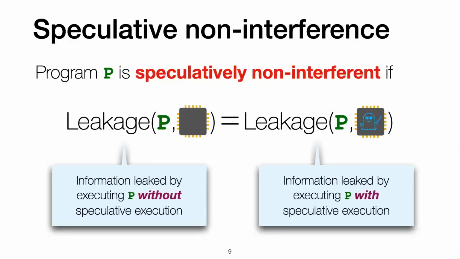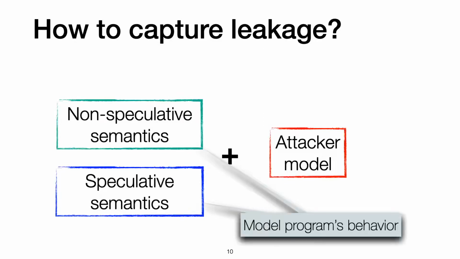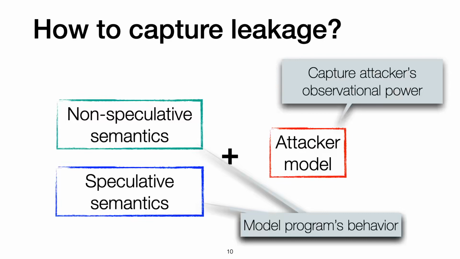In a nutshell, a program is speculatively non-interferent if it does not leak more information when being executed with speculative execution than without it. Our framework consists of three main components: two semantics and an attacker model. The two semantics, a non-speculative one and a speculative one, model the program's behavior with and without speculative execution, while the attacker model formalizes the attacker's observational power. Let's look now at the details.